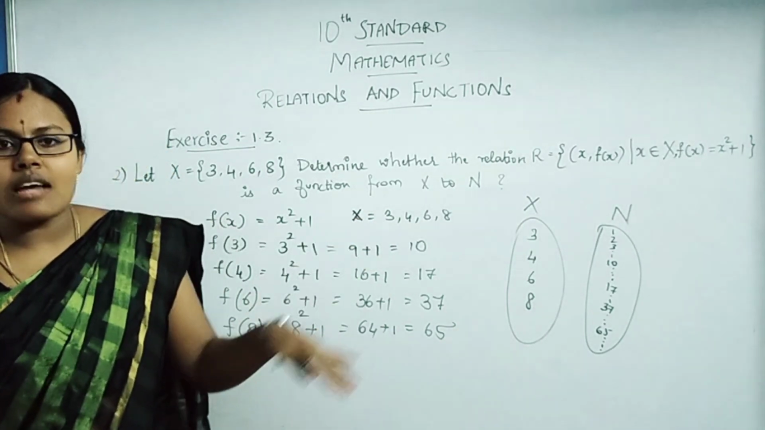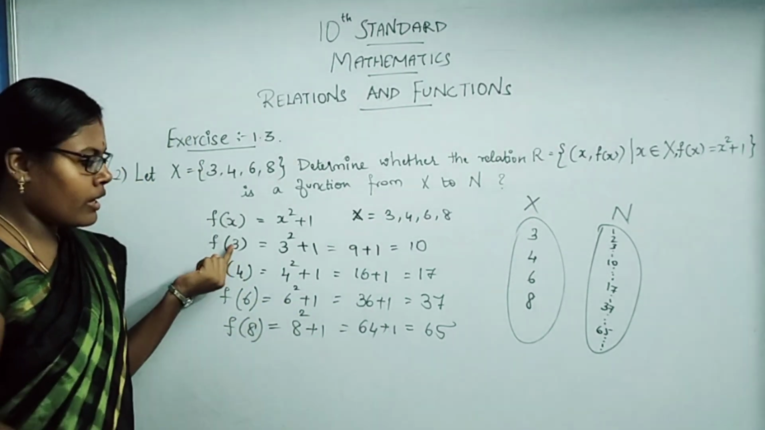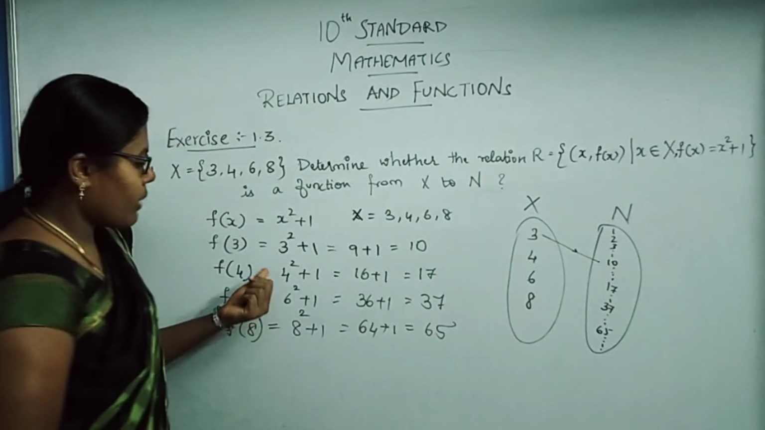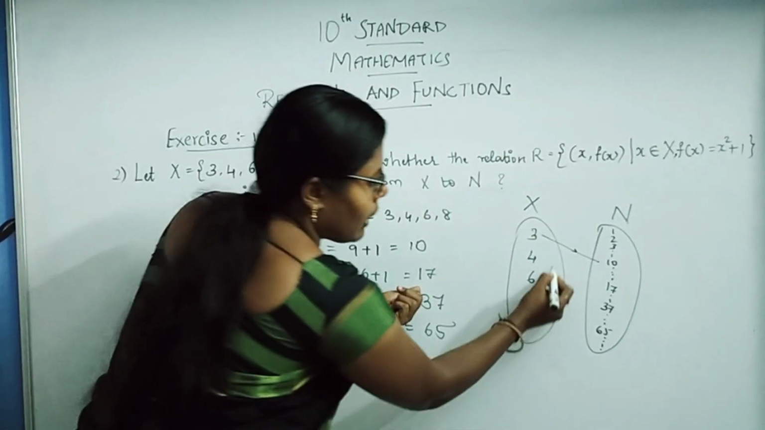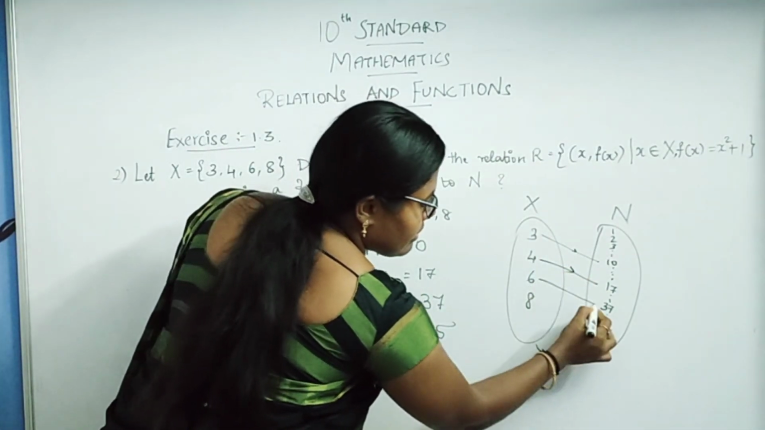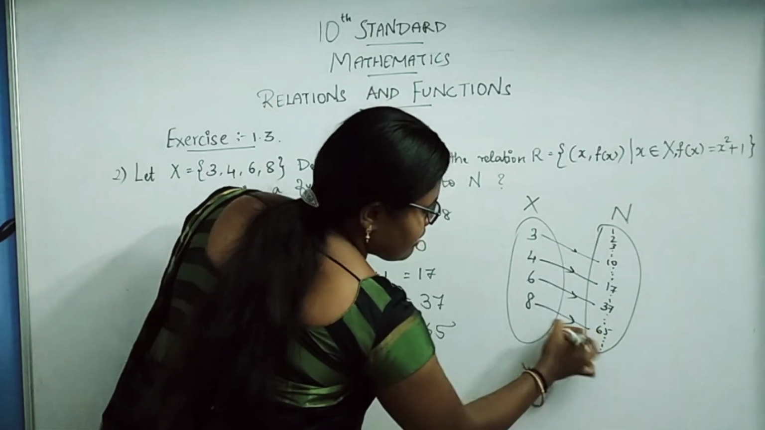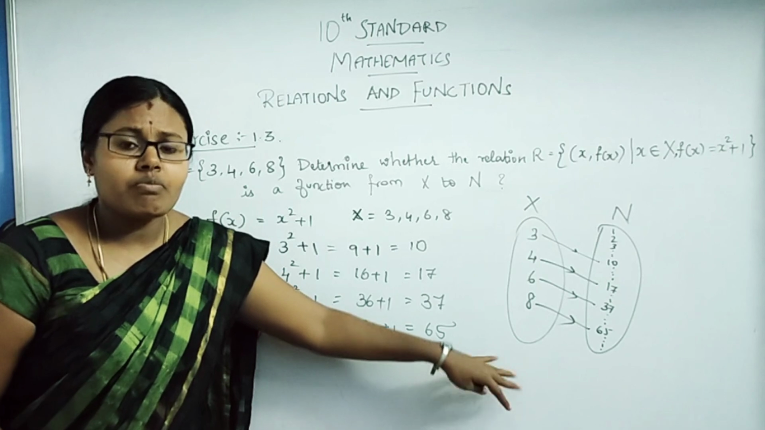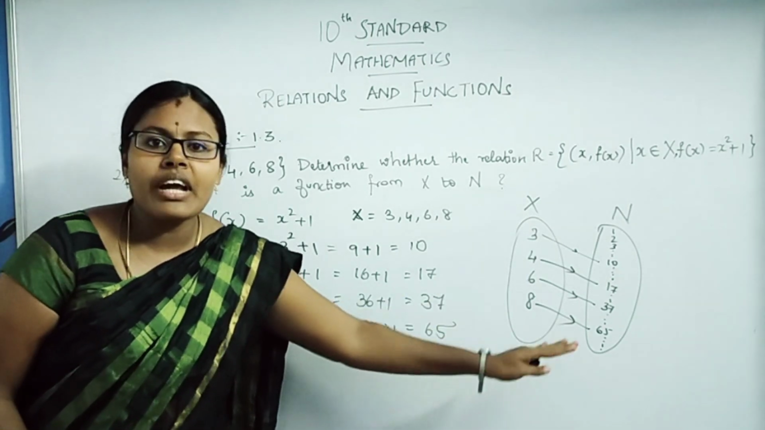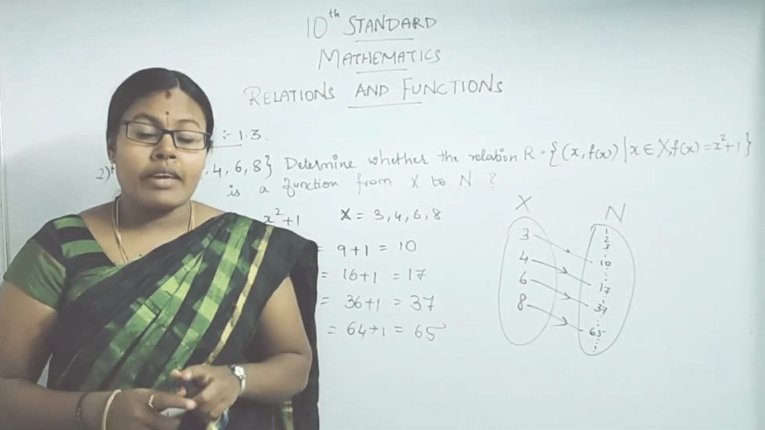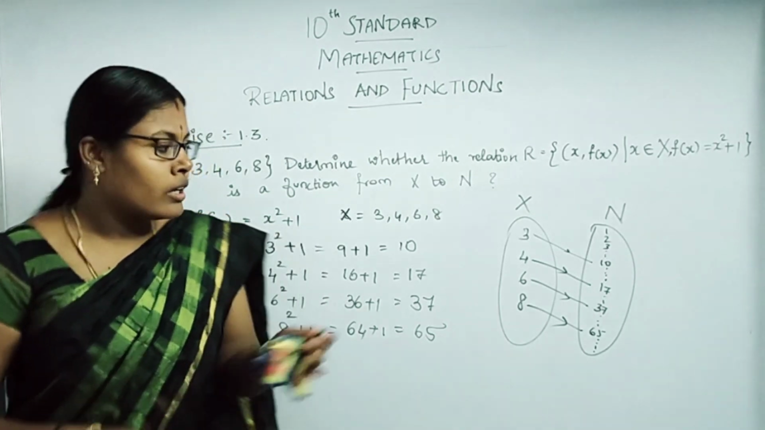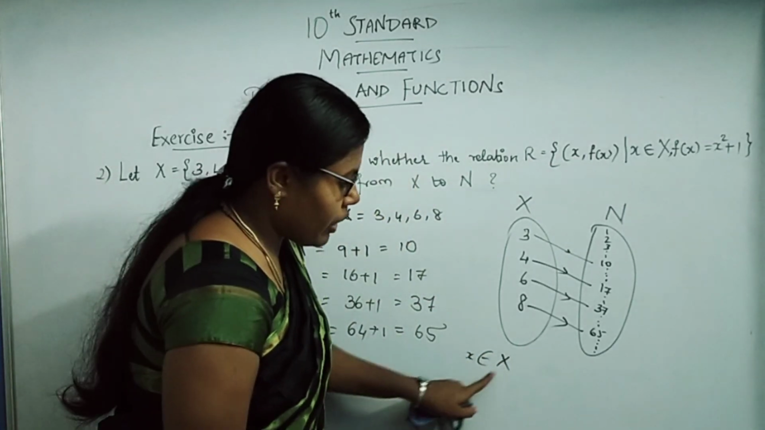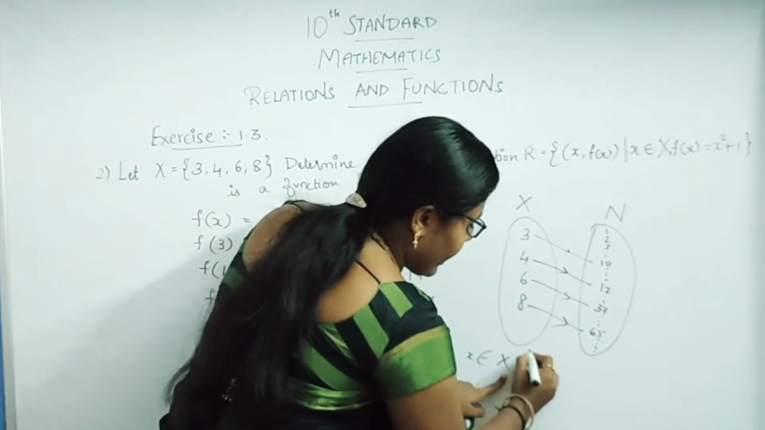Okay. So now we'll start mapping. So when it is 3, what is the value? It is 10. Correct? When it is 4, the value is 17. Similarly, when it is 6, it is 37. When it is 8, it is 65. Got it? So by this, what did you get to know? Each element has its image. Okay? So yes, it is a function. So x belongs to capital X, in the domain.